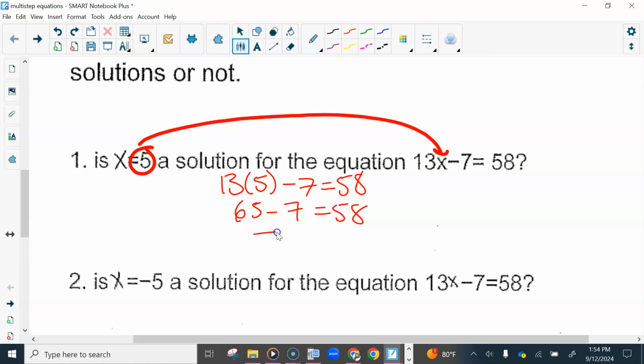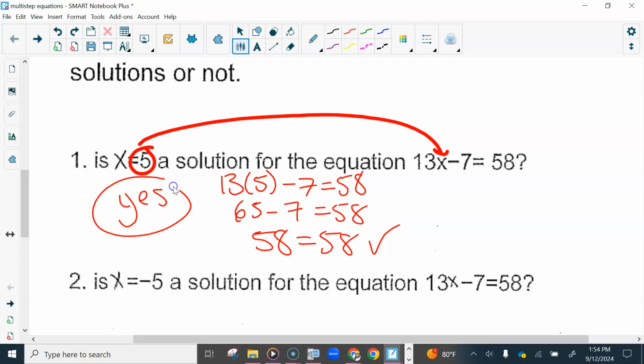Yes. So I can say this is, in fact, a true statement. This is my actual solution. Now, in number 2, we just solved the positive for 5. So number 2 should not be a solution, but we're going to do it anyway.